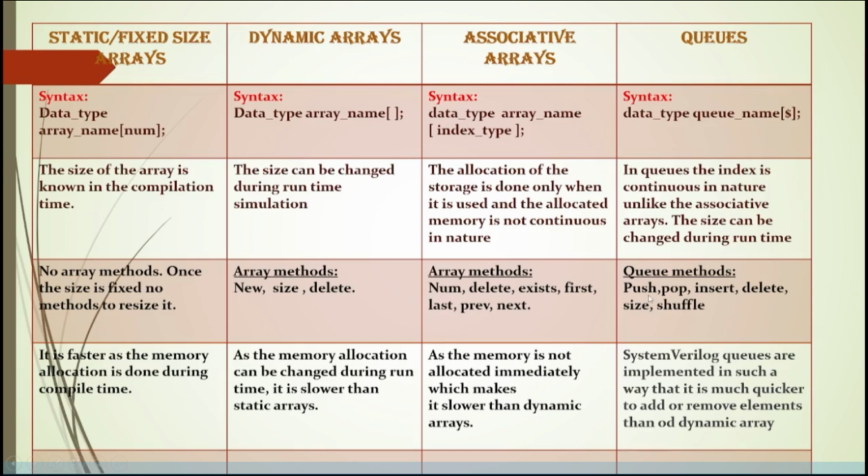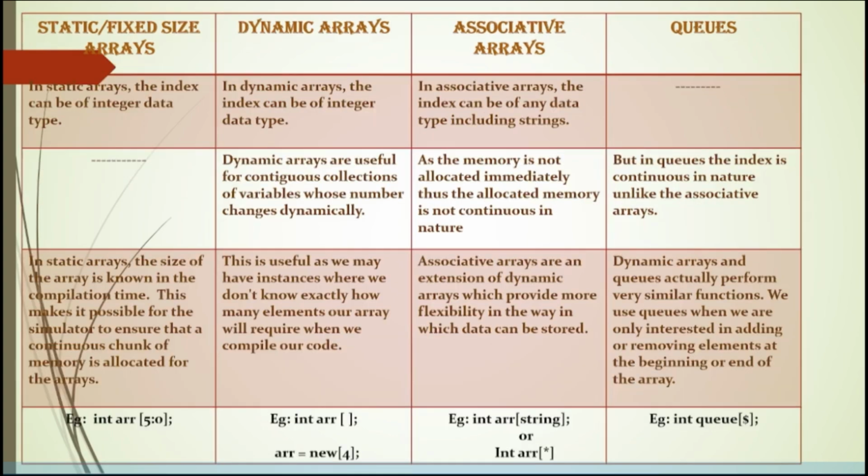But a queue consists of many methods like push and pop in order to insert an element and delete an element, and methods to shuffle the elements inside it. So it has all these methods, which is why queues are more preferable compared to dynamic arrays. So these are some of the differences between static, dynamic, associative arrays, and queues.